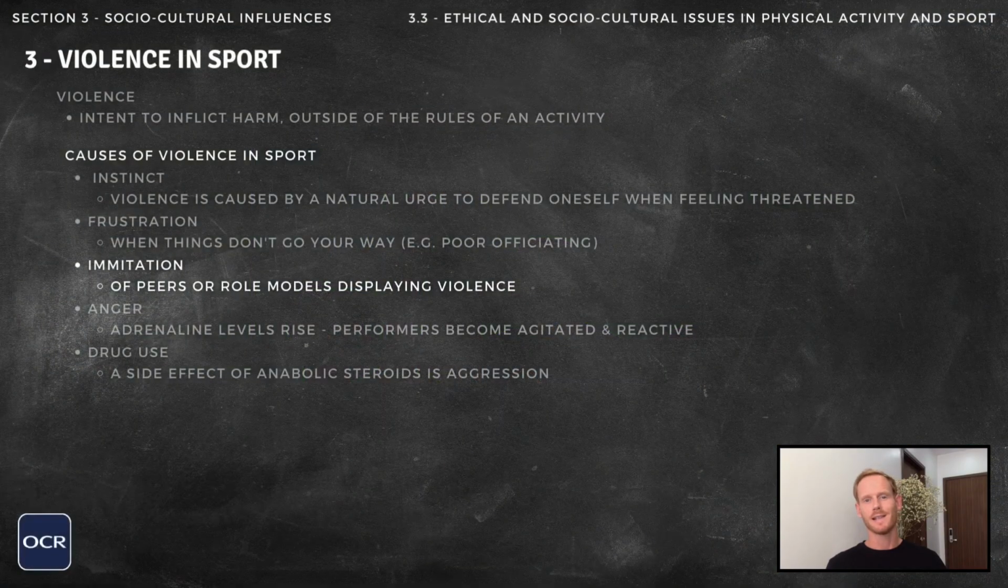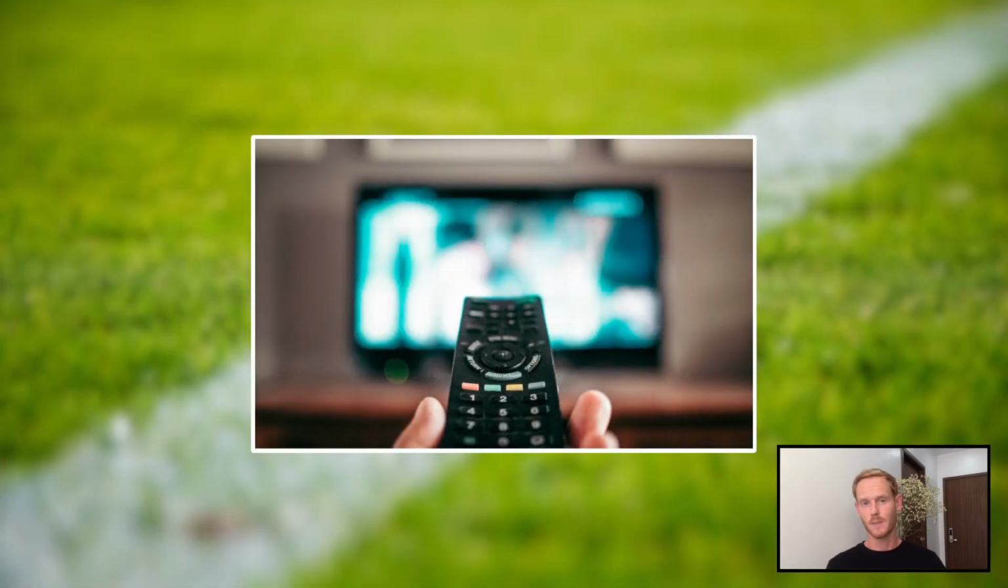The next cause is imitation, or copying the behaviours of a role model or peer group. If an influential figure displays violence, you may be more likely to do so yourself, as you may see it as an acceptable way to behave.